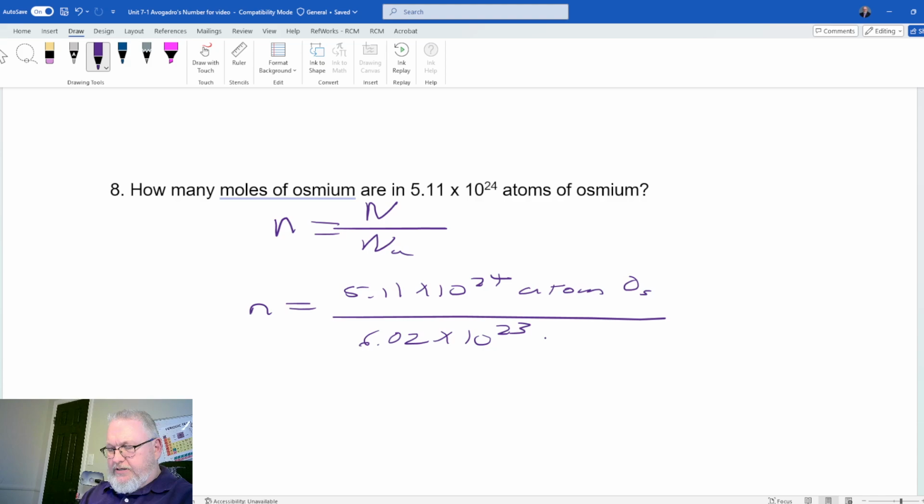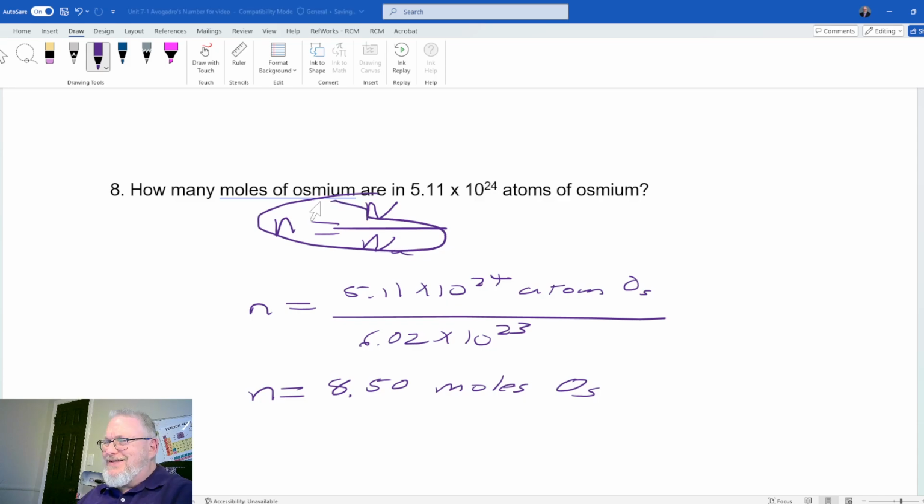So let's do it. 5.11 second double E 24 divided by 6.02 second double E 23, and I get 8.48837. So let's make it nice and simple. Let's say there is 8.50 moles of osmium. All right, and you can go check these if you want to. But after you get the hang of working with this formula right here, when you see these type of questions, it's not that hard.